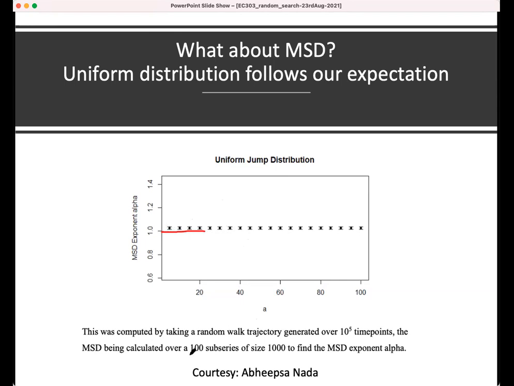What she has done is effectively taken 100 trajectories of size 1,000 each. And then for each of them, she calculates alpha. And therefore, she not only has alpha, but also the standard error, if I'm right. Is that standard error or standard deviation, Abhiksha, that you're plotting there? Standard deviation. Okay, yeah. Standard deviation of the estimator.